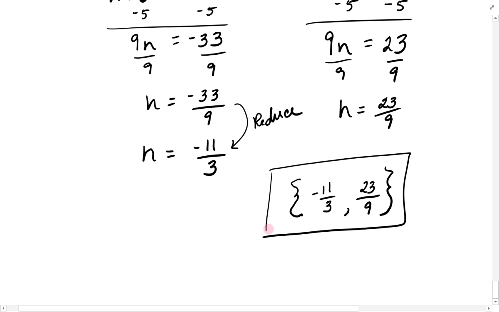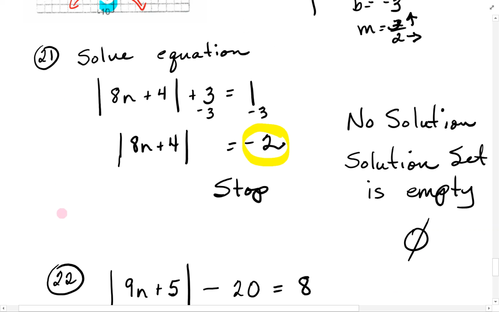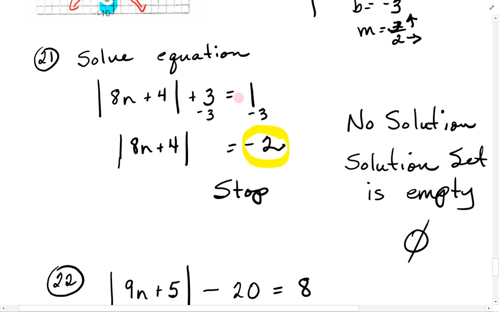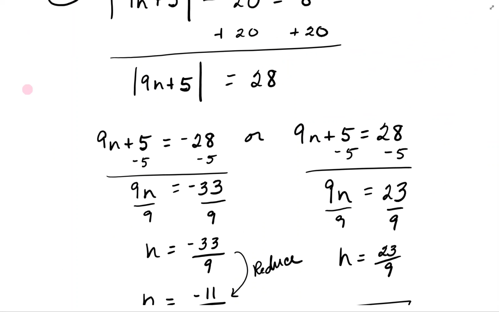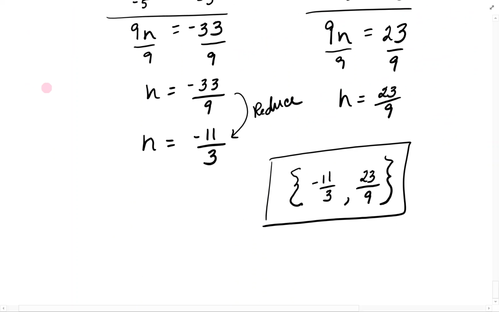So what I wanted you to notice from this is if the absolute value equation is equal to a negative, you stop, and the answer is the empty set. That will simply be a multiple choice. If you isolate the absolute value and it's equal to a positive quantity, you're going to have two answers.